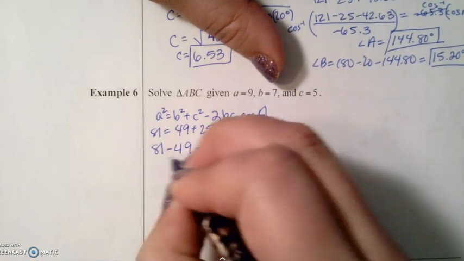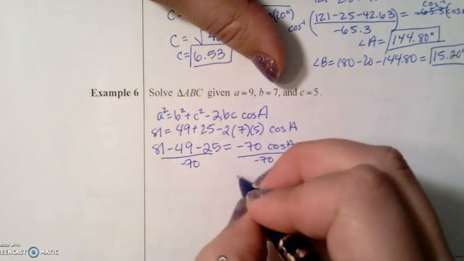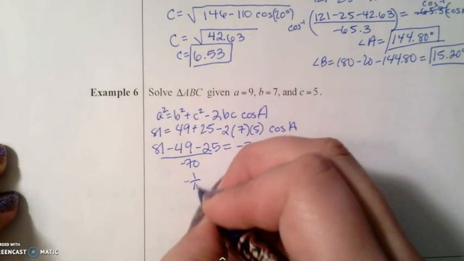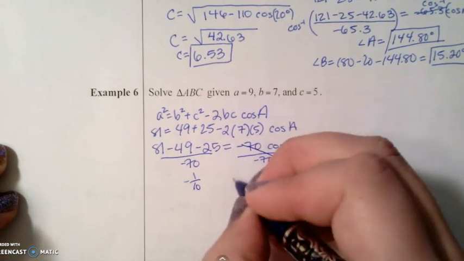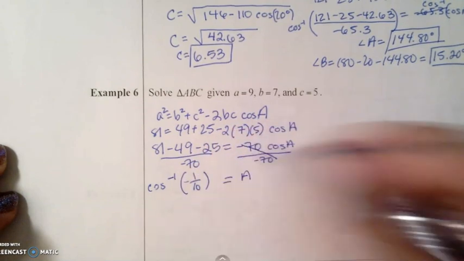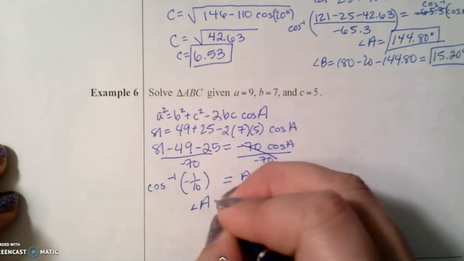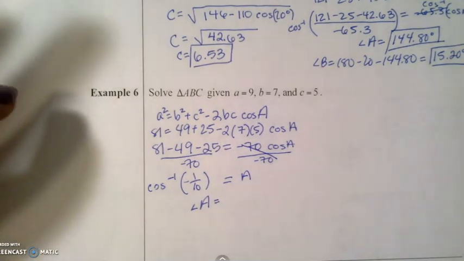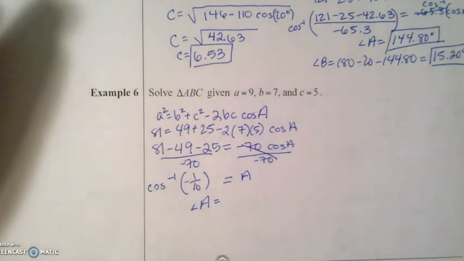Divide by negative 70. So then we have 81 minus 49 minus 25 divided by negative 70, negative 1 over 10, and then we do cosine inverse, so A equals cosine inverse of negative 1 over 10. Now if you're in degree mode, it'll give you your answer in degrees. If you're in radian mode, it will give you your answer in radians. I didn't specify here, so either one would be acceptable.